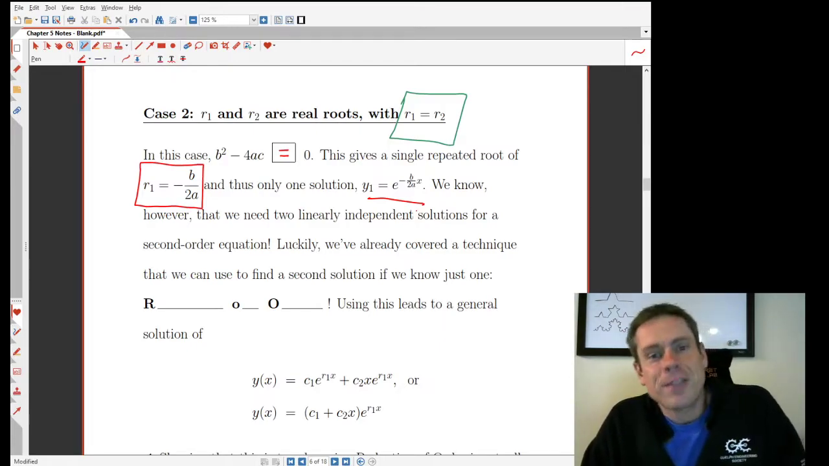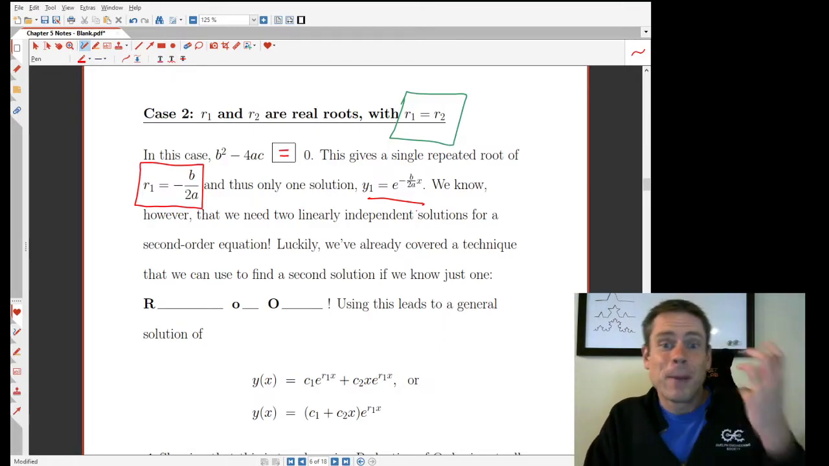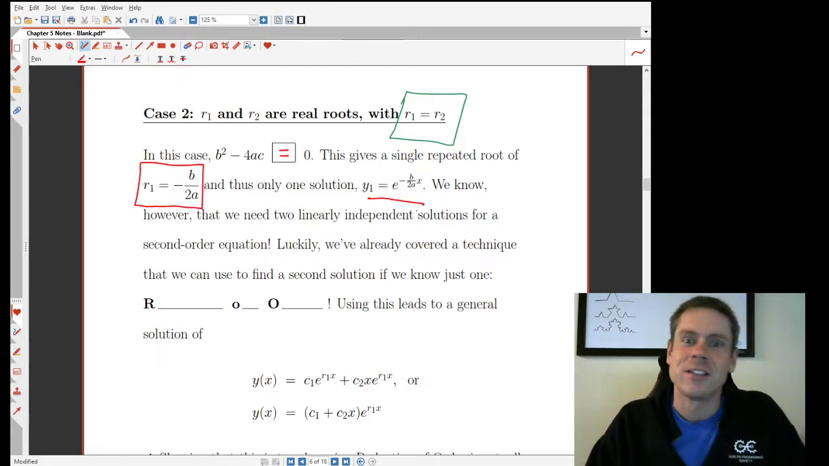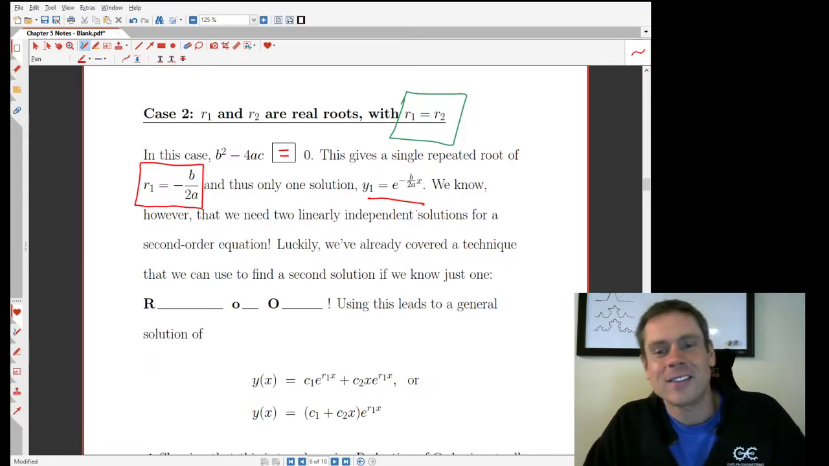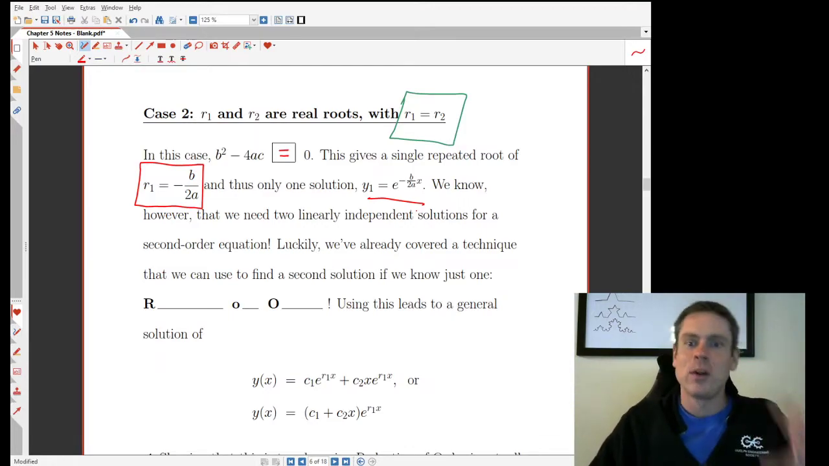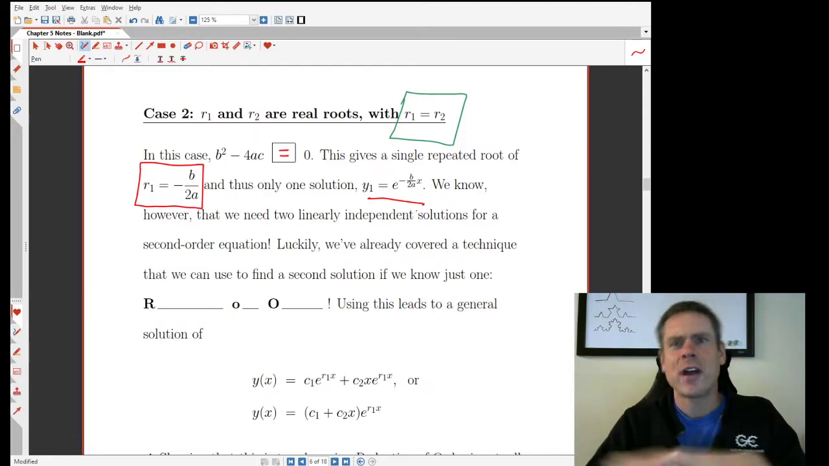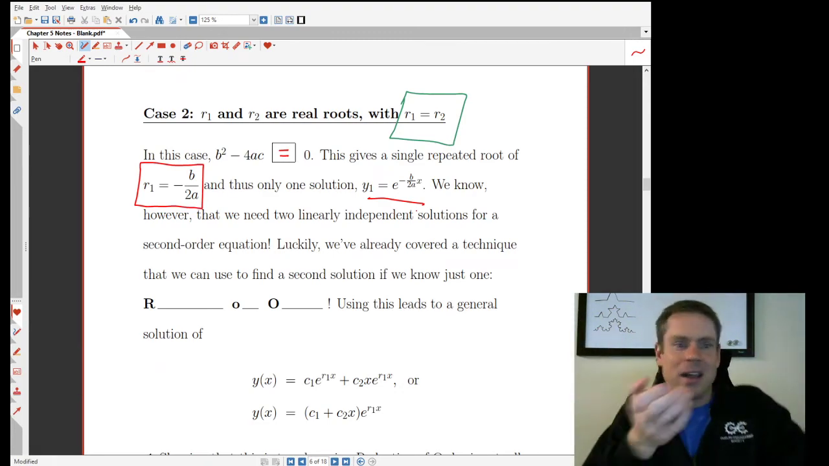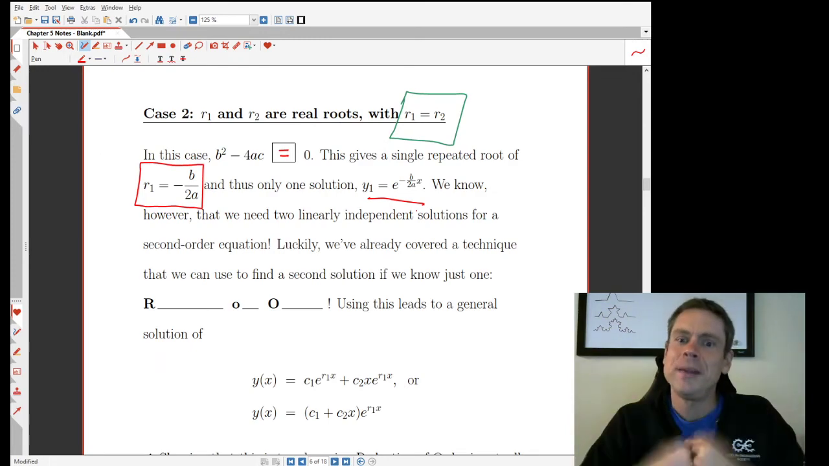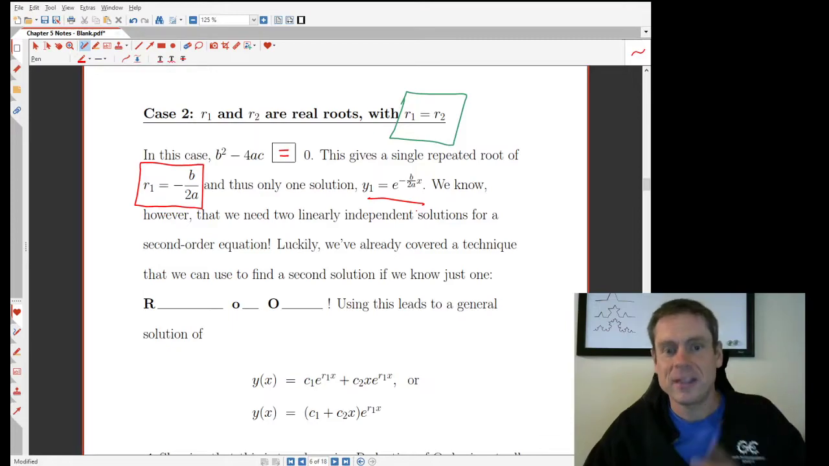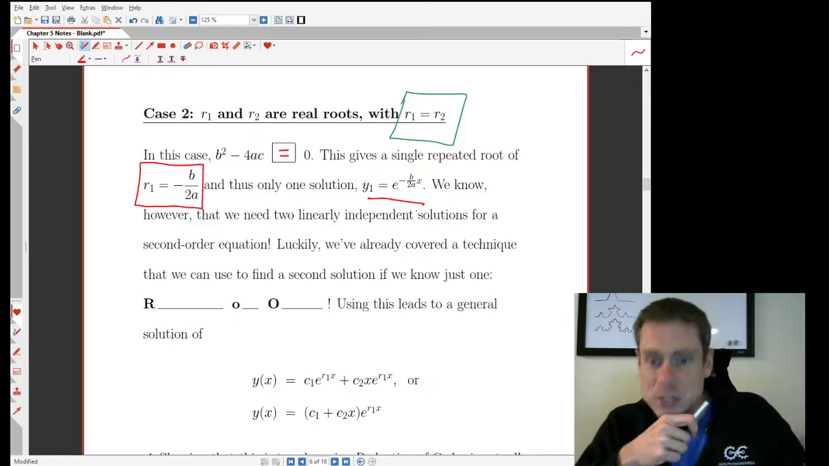Now, we know from our theory that we need 2, and that there must be 2 in order to get the whole solution to a second-order linear homogeneous differential equation with constant coefficients. That has to be the case. So where the heck is the second one? We can't very well say that the solution is c1 times the first plus c2 times the first again, because then I could really have factored out the first and get a constant times that one. The 2 would be linearly dependent. I need 2 linearly independent solutions to get the general solution to a second order equation.